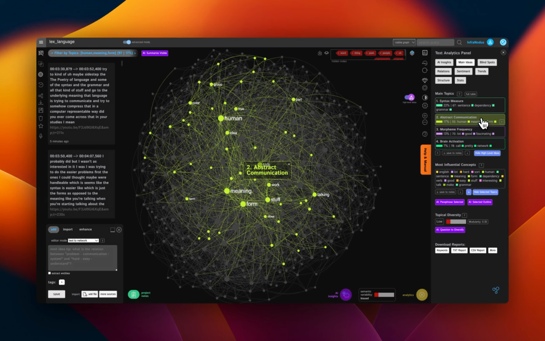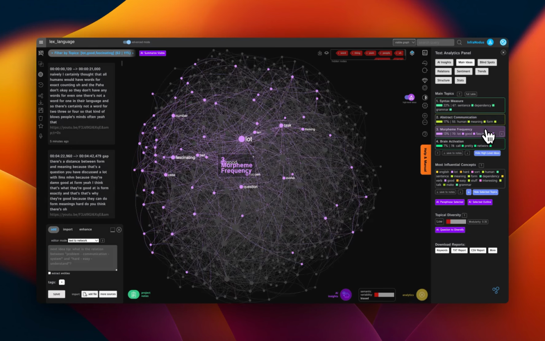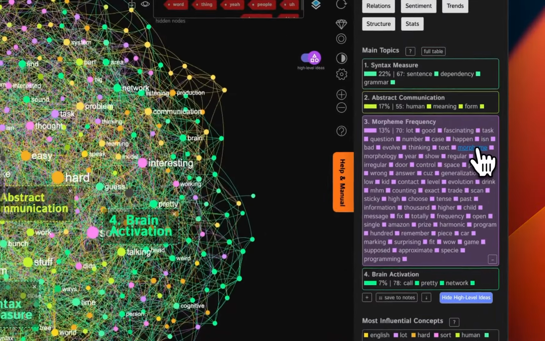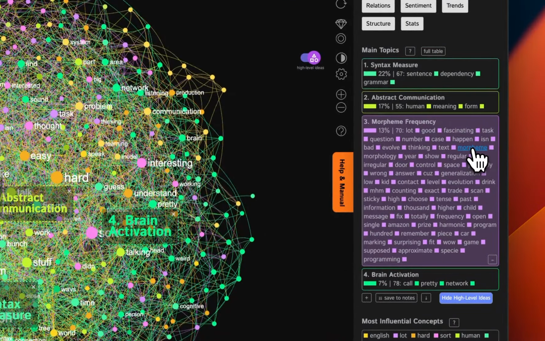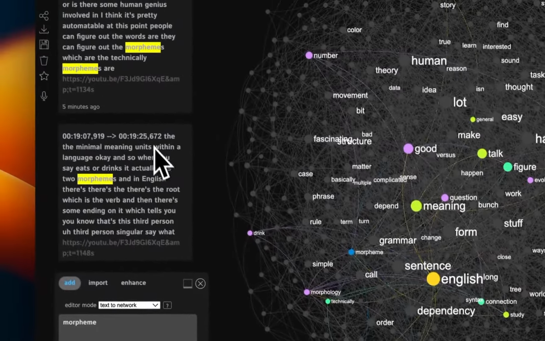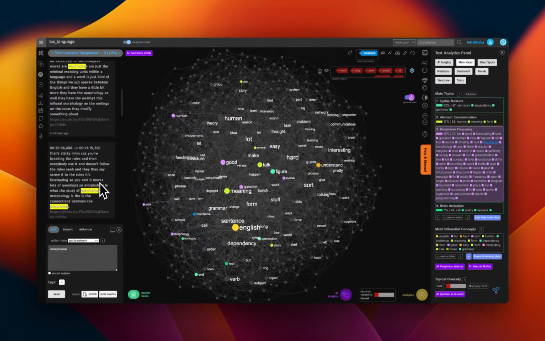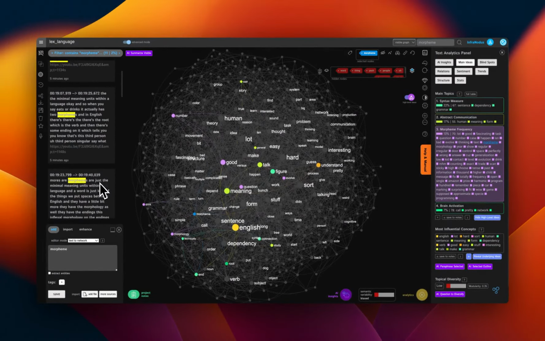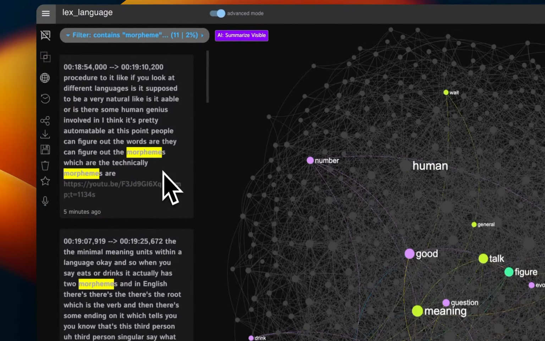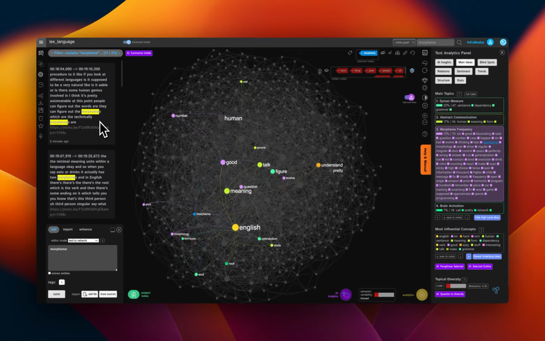abstract communication, morpheme frequency. Is the word morpheme ever used in here? I'm assuming it has to do with morphology. Okay, so morpheme is used in here. So I'm curious about that word, because I've never heard that word specifically. So I can click that word, it highlights in the graph here, and then I can now see the statements that it's in. So I can understand. And I can click a statement, and it should highlight the entire statement in the graph to see the morphemes.